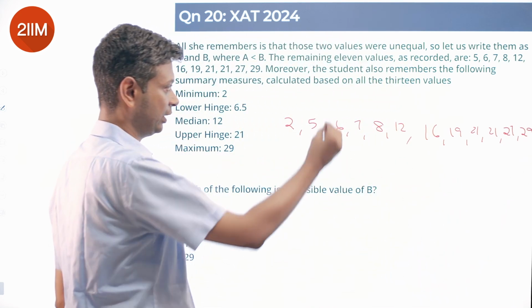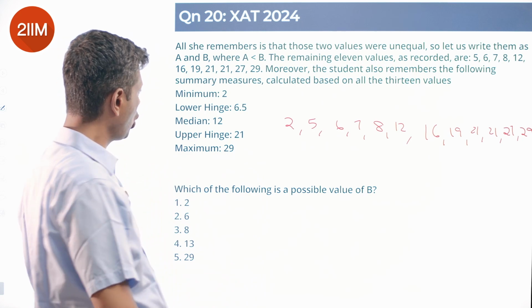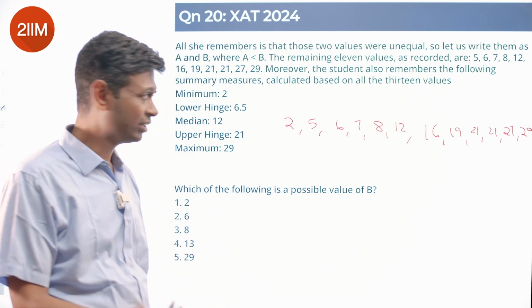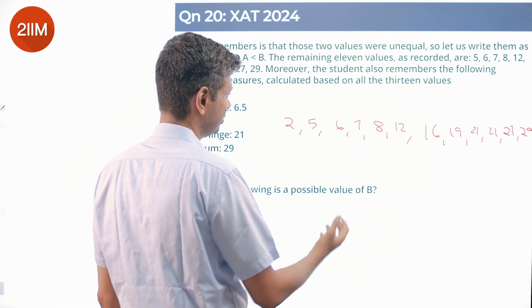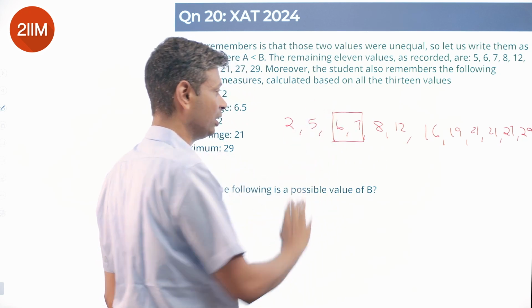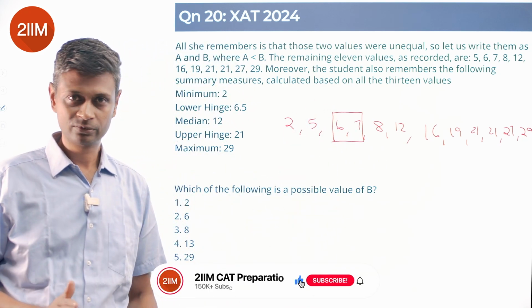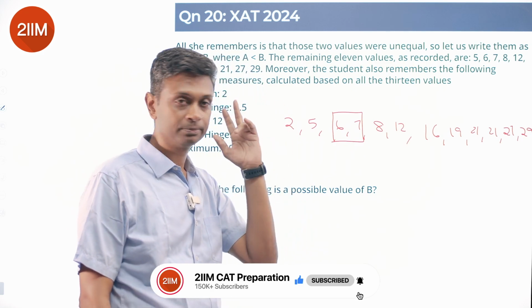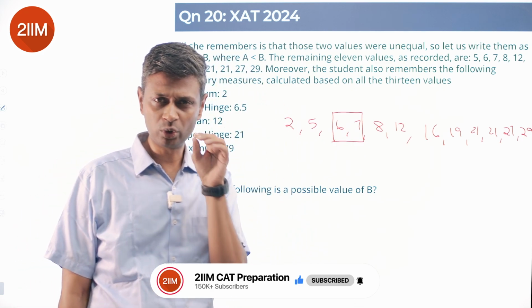The maximum is 29, that satisfies. B is in between. Lower hinge is 6.5, so average of 6 and 7. So these 2 could be the middle terms. There could be an additional 7 here, but not an additional 6. So 7 or more is B. B is greater than or equal to 7.